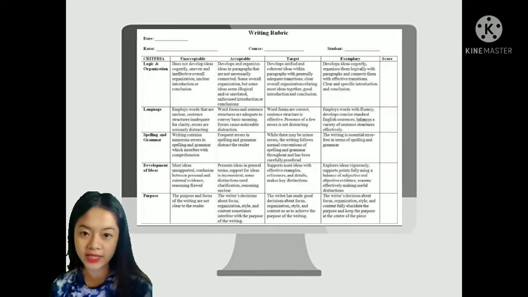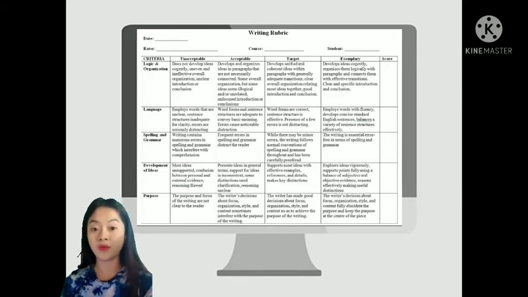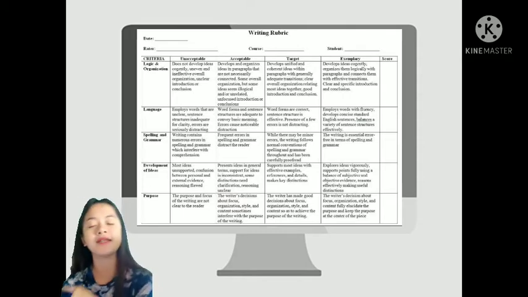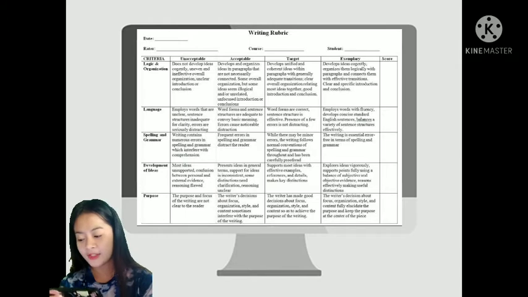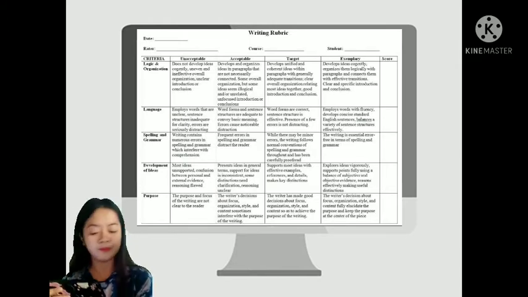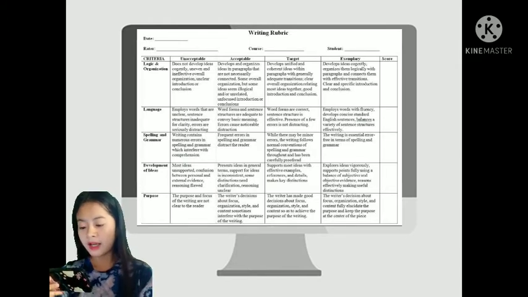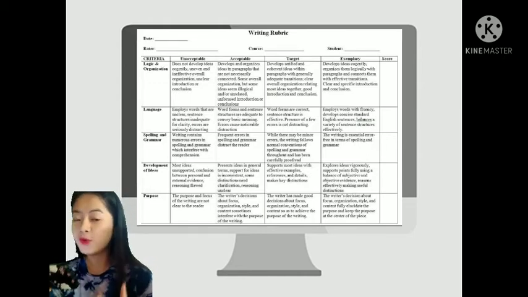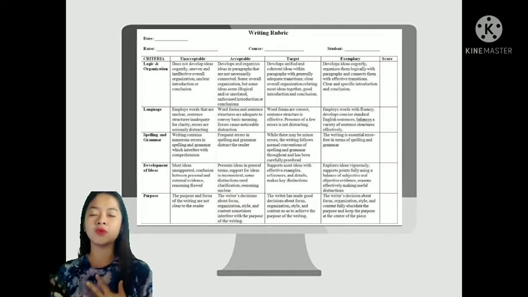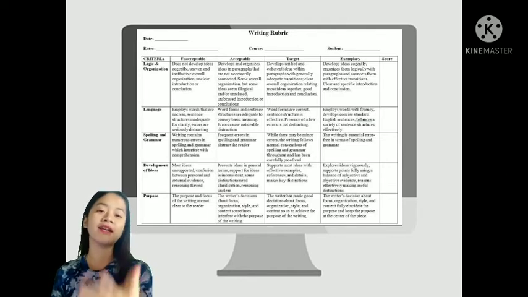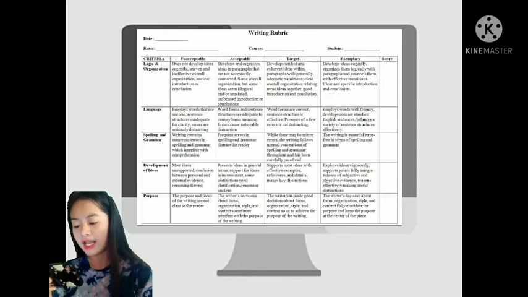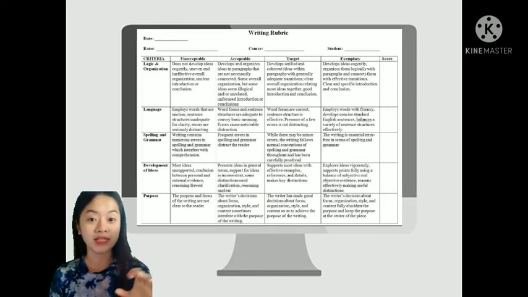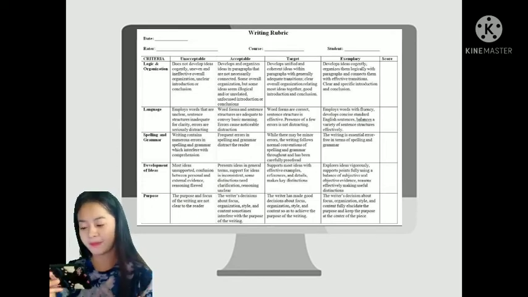How about the language? How can we give a rubric to language where we are satisfied? So we're going to put them in the exemplary part. So here is how it goes. Employs words with fluency. So the words were fluent and direct and just really smooth. It develops concise standards. That's also the point. It should be concise, brief but concise.